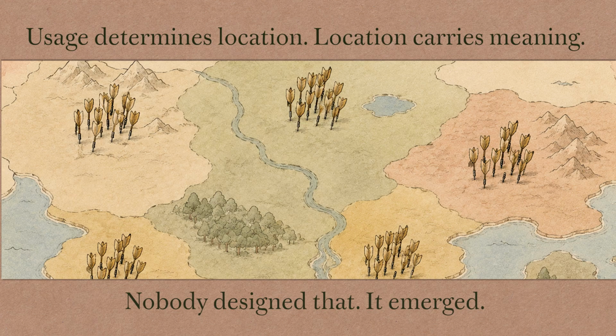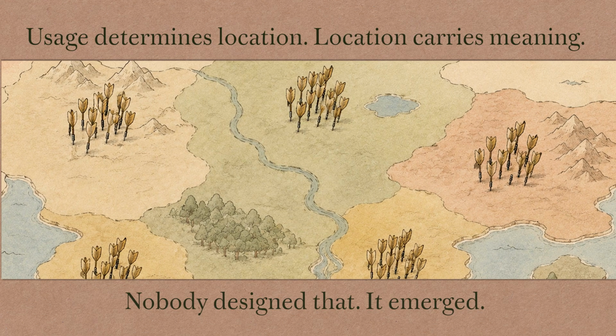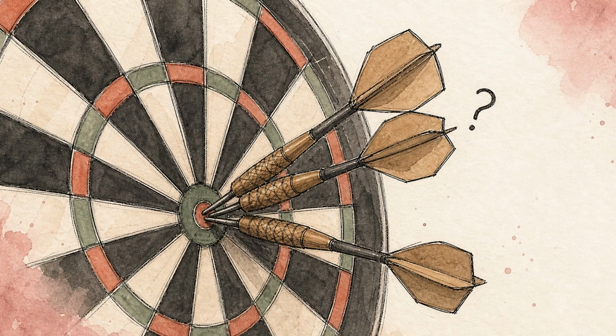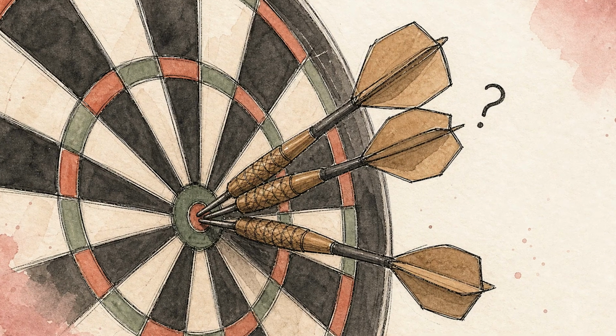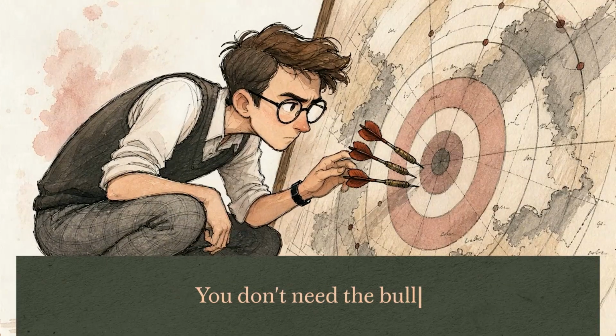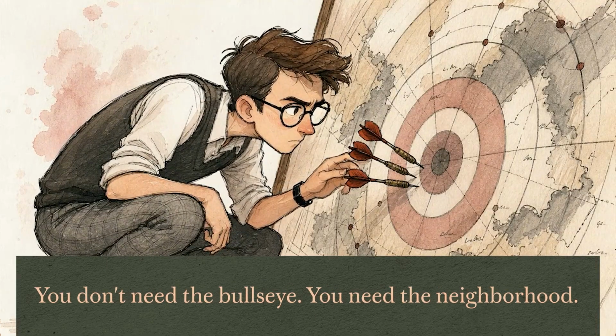When you type in a question, your question gets a location too. And instead of hunting for an exact match, the system looks around. What's nearby? What's in this neighborhood? Those are your results. You don't need the bullseye. You just need the neighborhood.